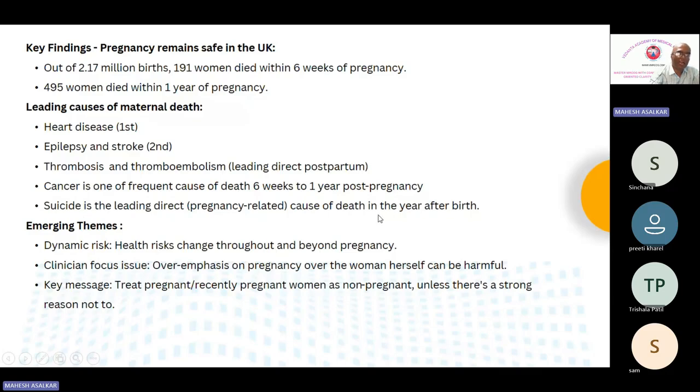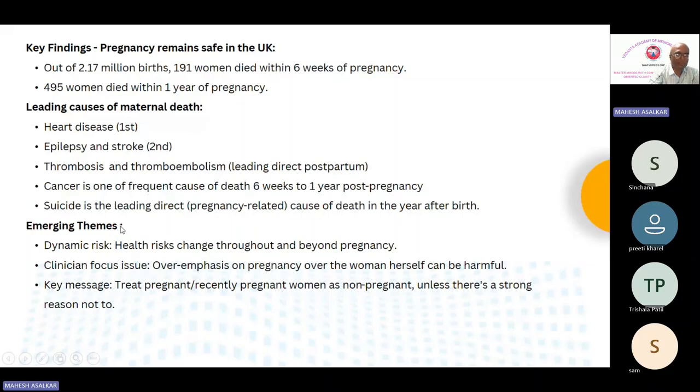Okay, if they don't ask about the direct, but if they ask you about the overall, what is the important, then cancer might be the answer. Which one to select, that we'll see in the end. And what are the emerging themes from this particular report?